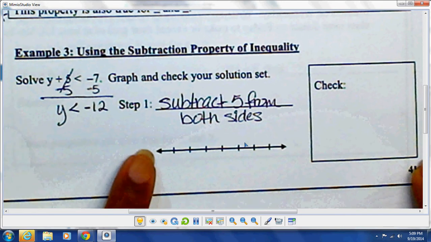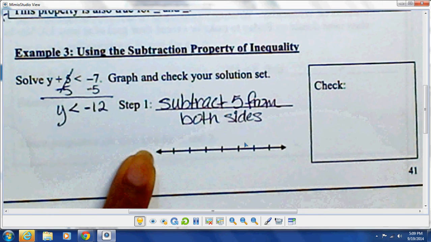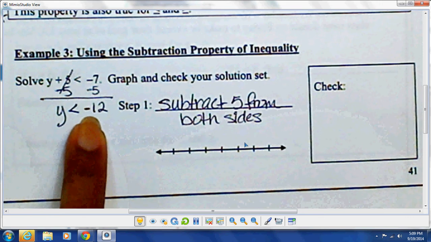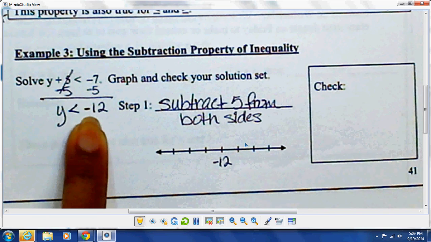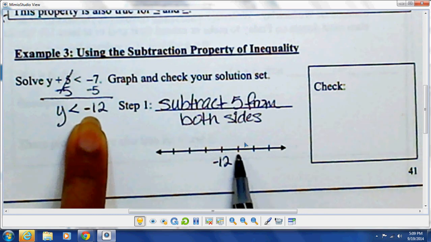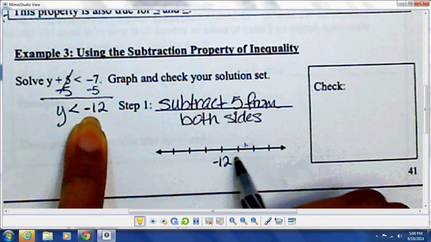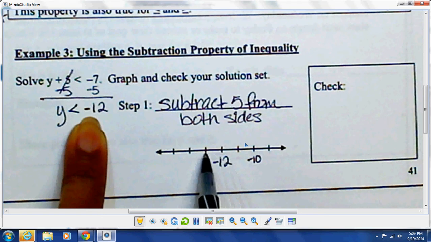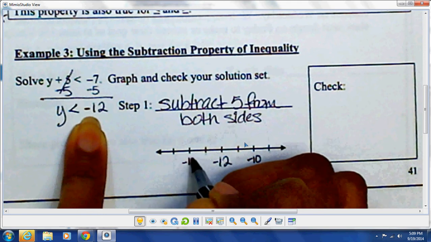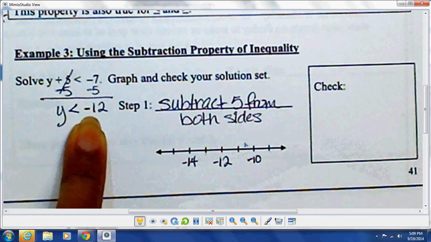Okay, to graph, remember we want to put our number in our inequality in the middle. So we would have negative 12 in the middle and then fill in your values around it. Now since I know these are kind of close together, you can skip. So since you know right here would have to be negative 11, then we can skip that and just write negative 10 here, because you know that would be negative 9 and so on. So as I go this way, this will be negative 13. We're going to skip that and just put negative 14 right here. That way our numbers aren't all bunched in together.